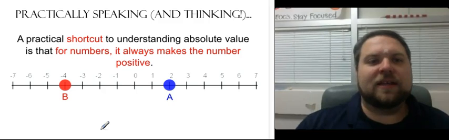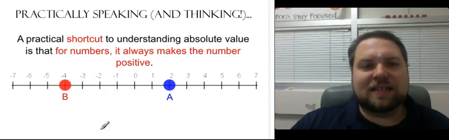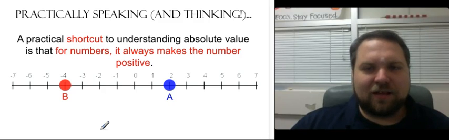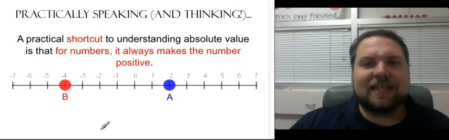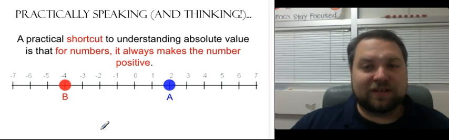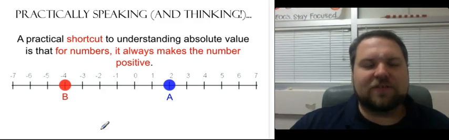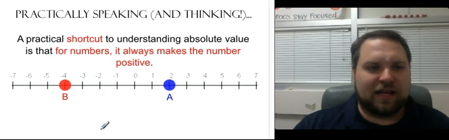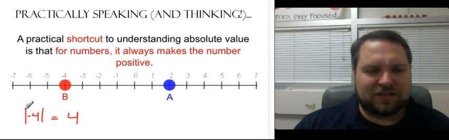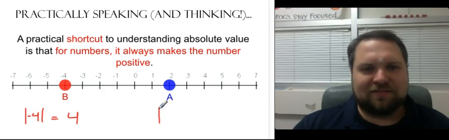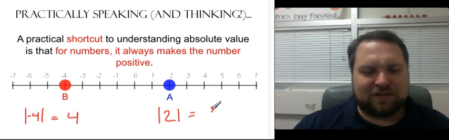Now here's the shortcut. And I do want to stress that this is a shortcut. This is not the actual meaning of the absolute value operator. This is not what it is. This is what it does. And those are two very distinct things. If you want the shortcut for numbers, the absolute value function always makes the number positive. So here, if I take the absolute value of -4, it just makes it positive 4. If I take the absolute value of 2, it makes it positive, which it already was, and it's still 2.